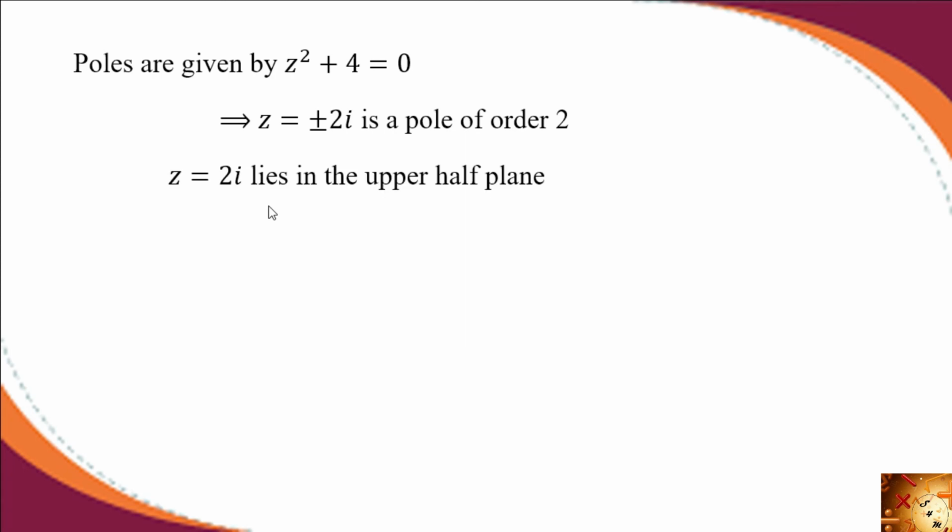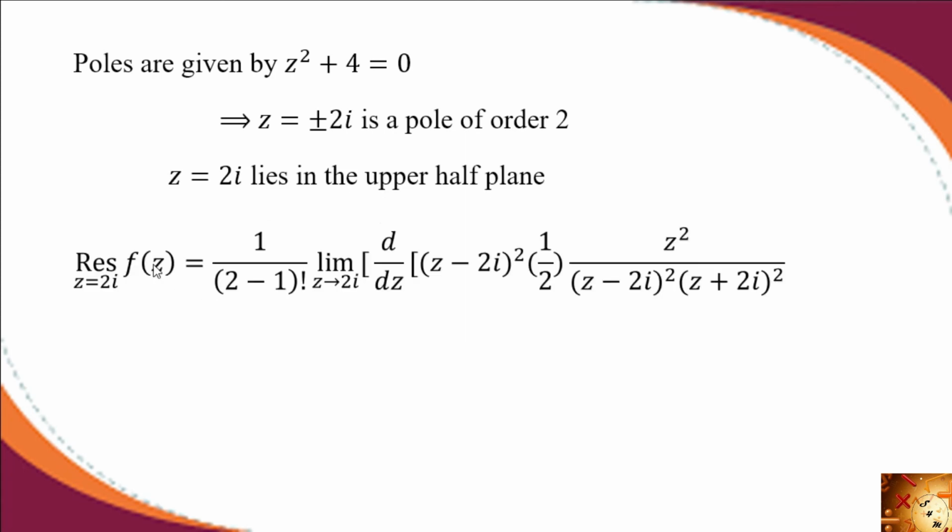Here z equal to 2i lies in the upper half plane. So residue at z equal to 2i, it is a pole of order 2. Therefore 1 by 2 minus 1 factorial into limit z tending to 2i d by dz of z minus 2i the whole square into the function, that is z square divided by z minus 2i the whole square into z plus 2i the whole square, that is equal to 1 by 1 into limit z tending to 2i d by dz of z square divided by z plus 2i the whole square, using the u by v method or quotient rule. Finding the derivative and putting z equal to 2i, we get the answer as minus i by 16 as the residue.